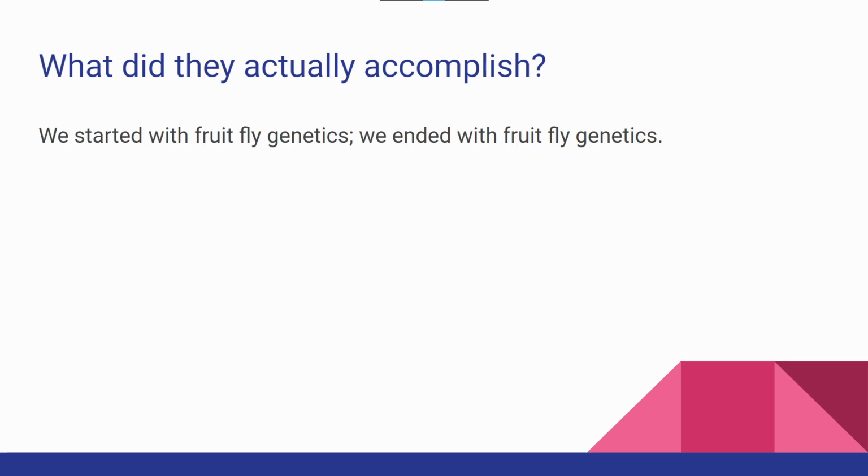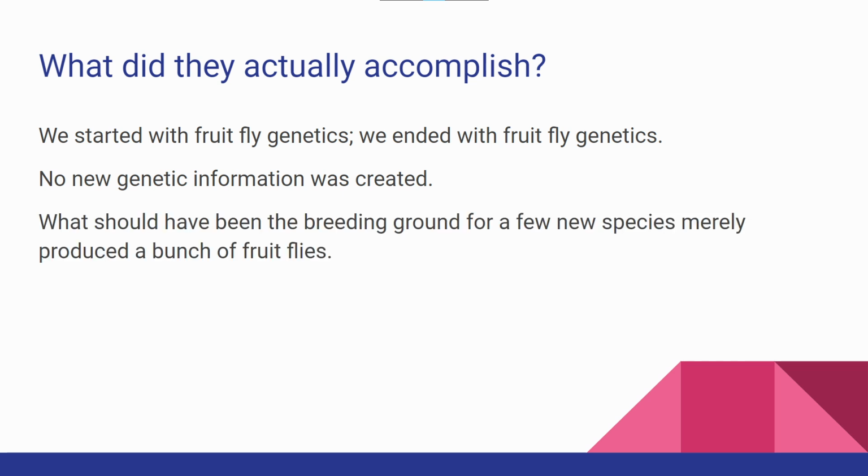We started with fruit fly genetics. We ended with fruit fly genetics. Marred in extensive ways, but still very much so fruit fly genetics. No new genetic information was created from the thousands of generations of genetic mutations that we observed in these experiments. None of the fruit flies ever evolved fingers or fins. They never evolved the ability to walk on two legs or to think critically. So what should have been the breeding ground for a few, at least one, new species by macroevolution merely produced a bunch of fruit flies.